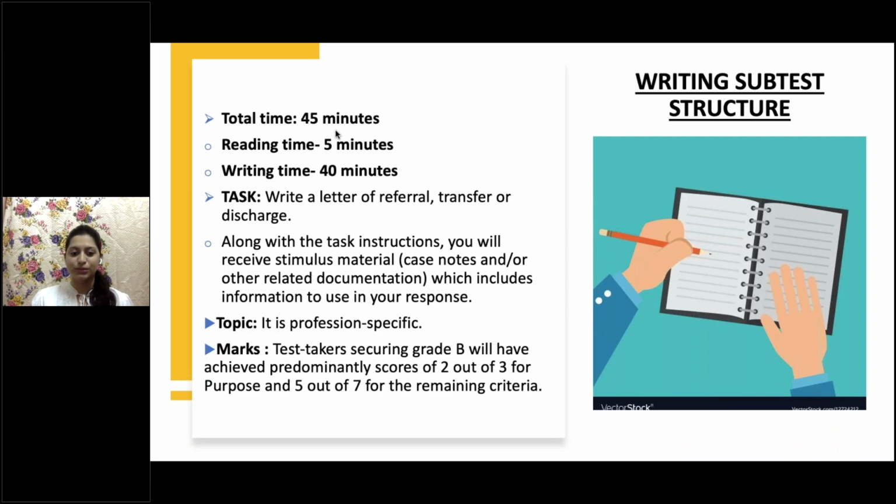So let's look at the marks distribution. So test takers who want to secure a B grade should actually get around 2 out of 3 for purpose and 5 out of 7 for the remaining criteria. So these criteria I will describe in a few minutes. And recently for nursing, a C+ has also been accepted, but for medical and other professionals, it's usually a grade B.